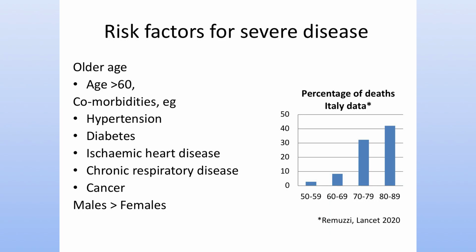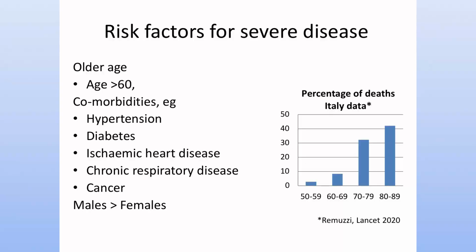So it's probably helpful to discuss the risk factors for severe disease. Older age is probably the most important one. So this graph that you can see on the right-hand side shows that about 75% of the deaths are in people over the age of 70. And in fact, more recent data suggests it's even more. About 86% of the deaths are in people over the age of 70 years old.